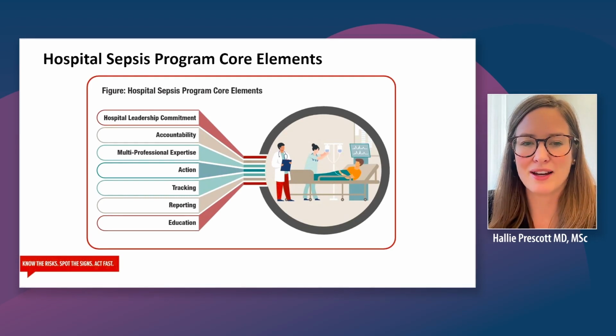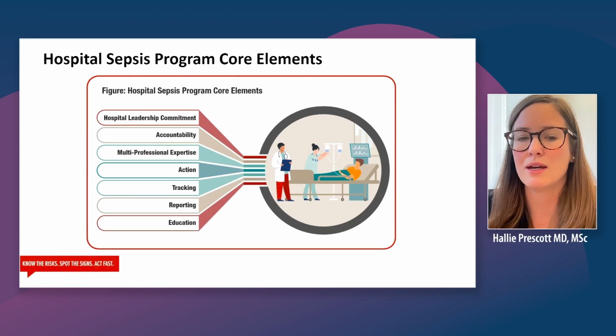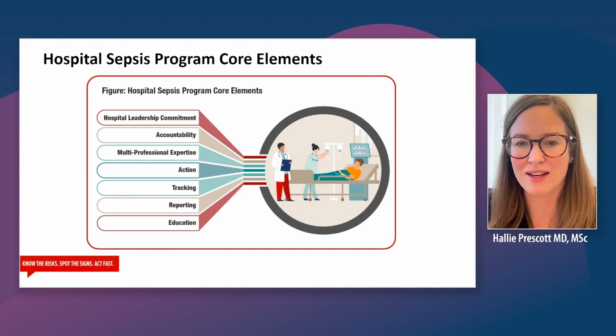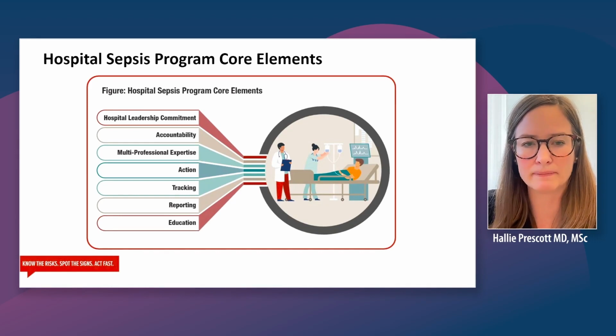Action is a very large core element, and that really speaks to having the structures and processes in place to implement best practices for sepsis. So this includes things like having institutional guidelines, order sets, care pathways, all the things to make it as easy as possible to do the right thing for our patients.